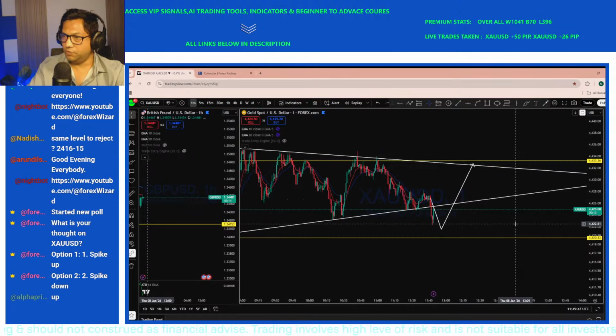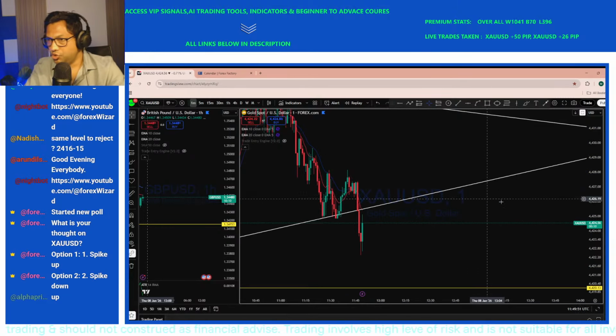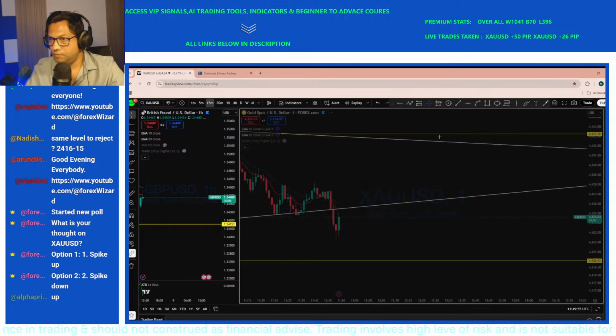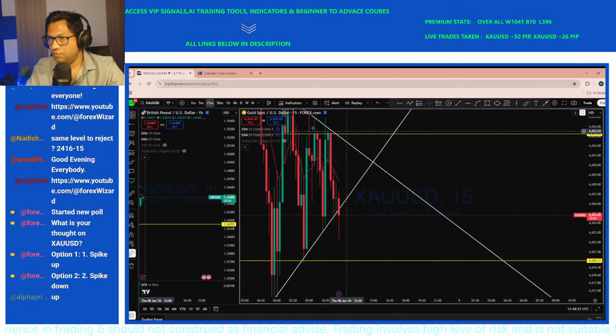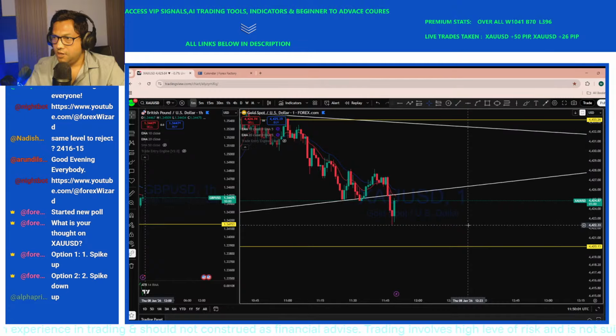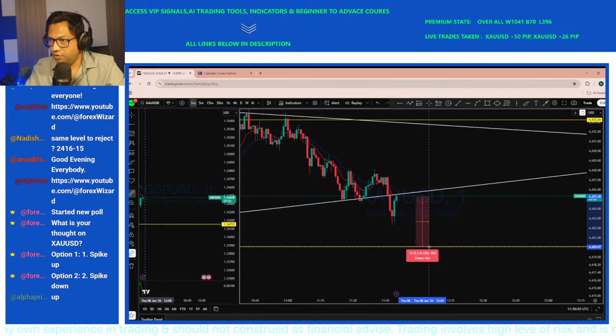So after the break of this trend line, the market is trying to push back above here. So for us to look for an entry, short term at least, I'm looking at a bias here. Let's see how far.